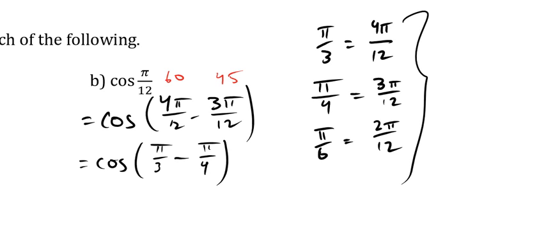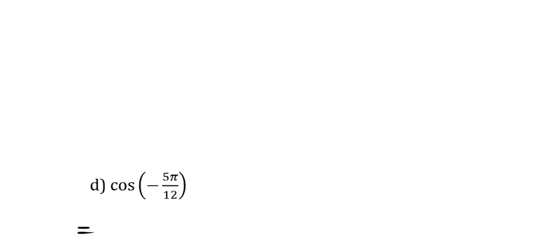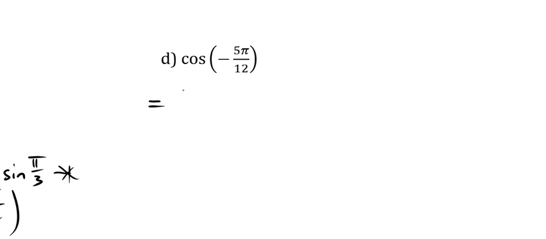2 pi by 3 minus pi by 4. Oh wait, no, opposite way around. Sorry, pi by 4 minus 2 pi by 3. What's the long version of that? 3 pi by 12 minus 8 pi by 12. Very nice. 3 minus 8 will give us negative 5. It's okay, we got it. Cos of 3 pi by 12 minus 8 pi by 12.